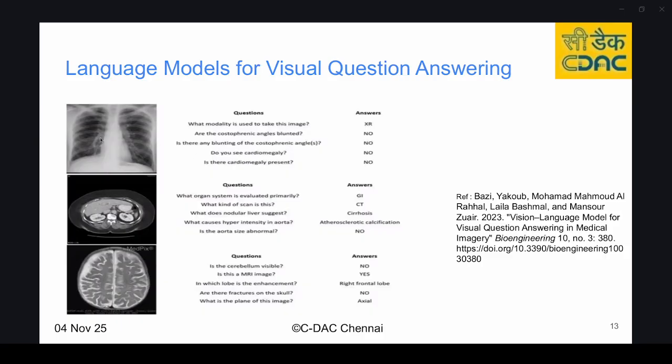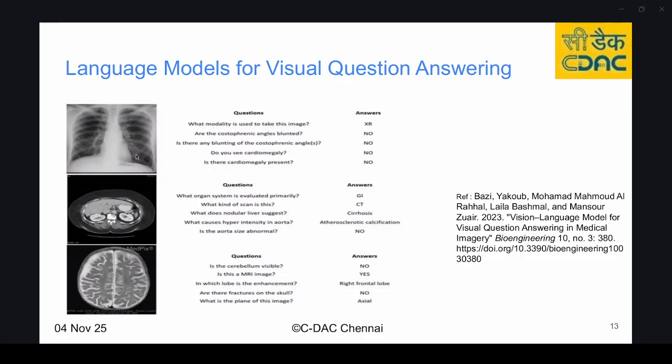If the size of the heart is greater than 50% of the width of the X-ray, then cardiomegaly is present. So it will answer yes. Here there is no cardiomegaly, so it is answering no. But the AI models are now brilliant enough to understand the text you have typed in and answer the queries related to a particular image.